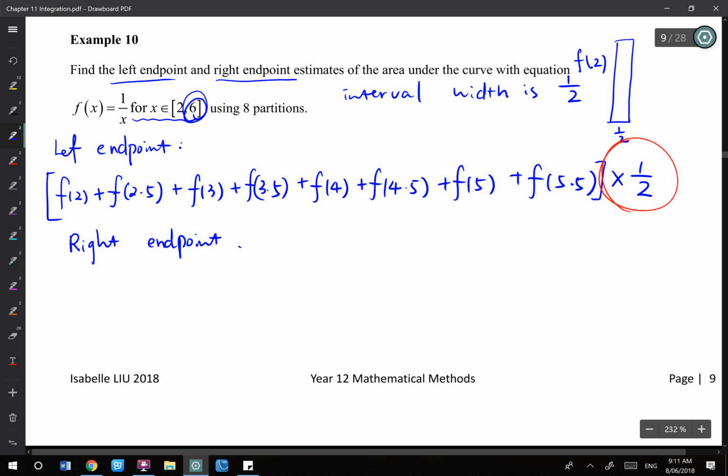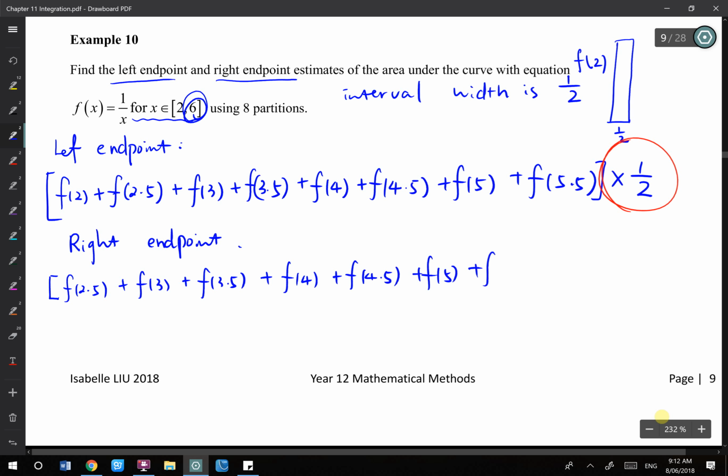So therefore, the right endpoint will be f(2.5) plus f(3) plus f(3.5) plus f(4) plus f(4.5) plus f(5) plus f(5.5) plus f(6), and then times by a half. I use the most right hand side one but not the most left hand side one. Still 8 rectangles. Don't forget to multiply by a half.